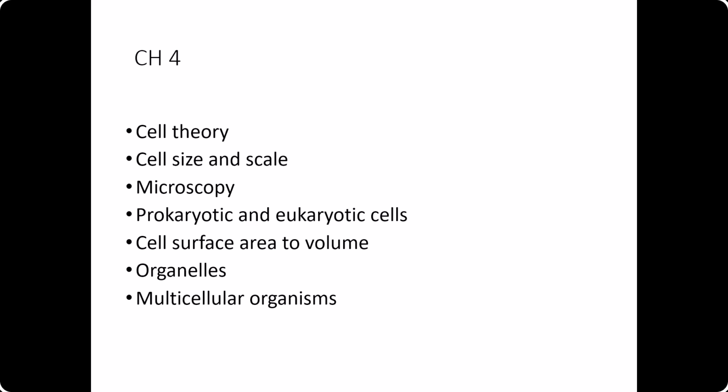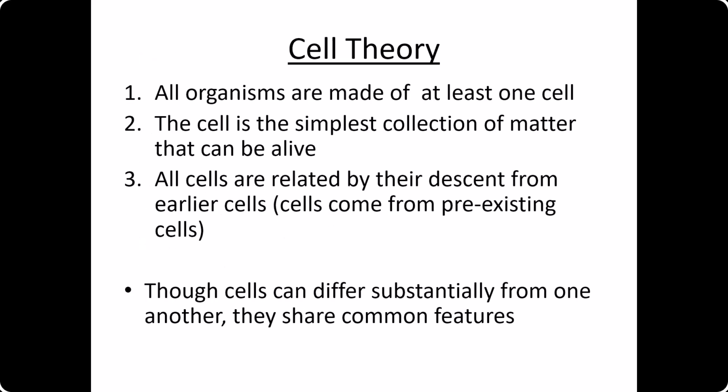Welcome to Chapter 4. This chapter is really all about cells. So we're going to talk about cell theory, we'll talk about cell size and scale, the microscope, which is how we see cells, prokaryotic versus eukaryotic cells, and different cell organelles. Our book really doesn't talk much about cell theory, but it's pretty important. It's one of the key theories of biology.